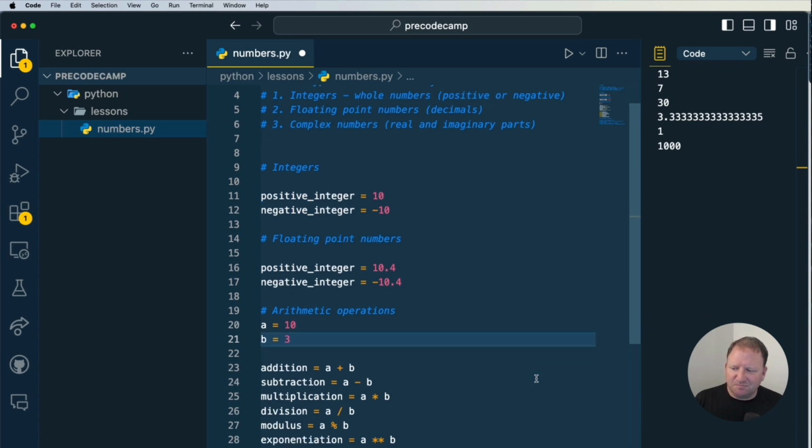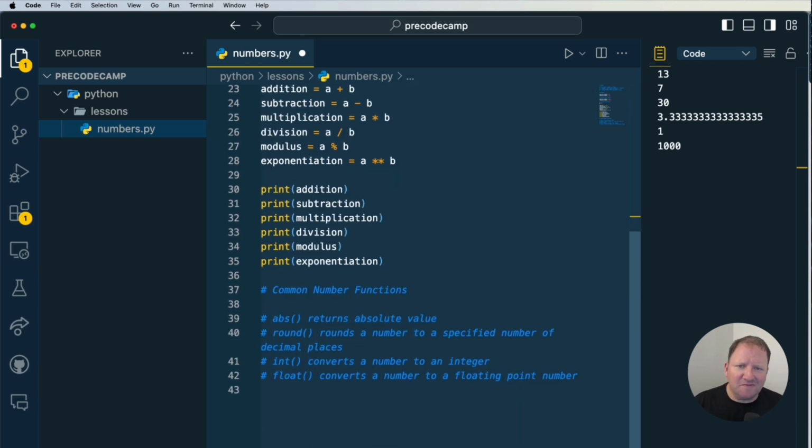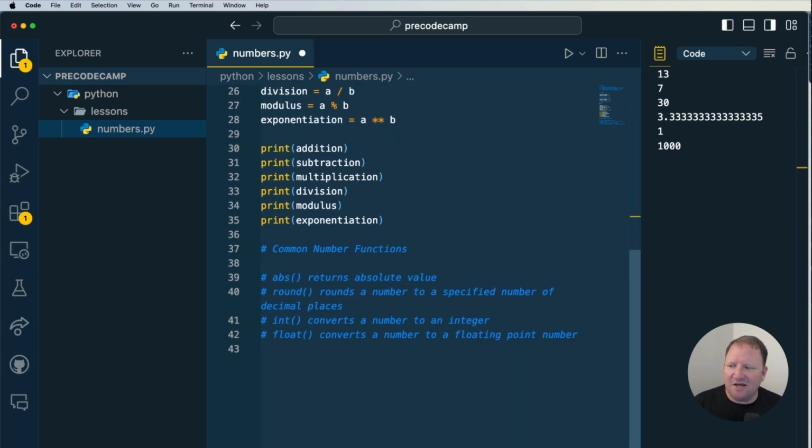So anyways, some common number functions. Again, we may have to think back to our algebra days, but ABS, right? That stands for absolute. It returns the absolute value. And in math, we were always taught that no matter if it's negative or positive, it's always going to give a positive result. So that is what the ABS does.